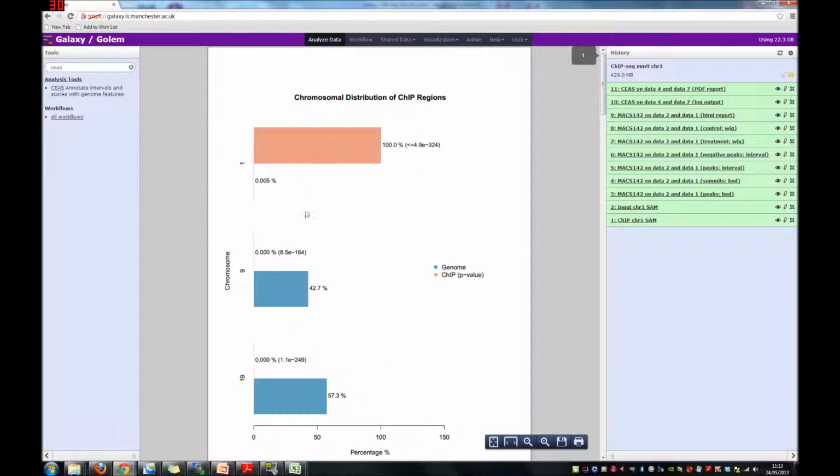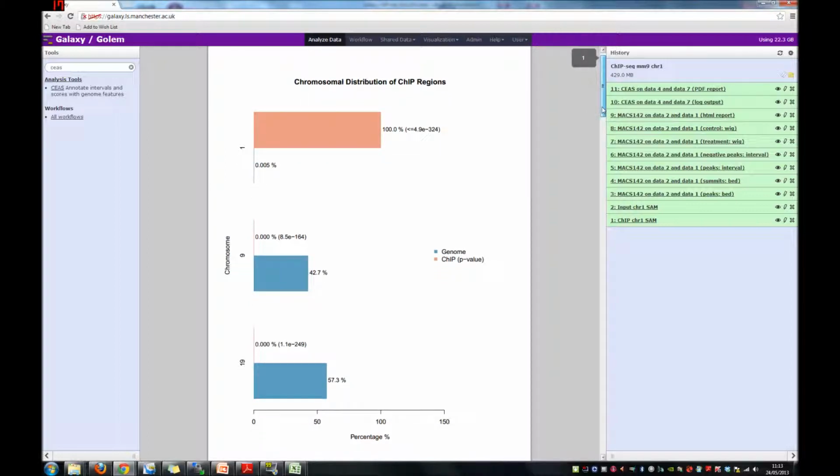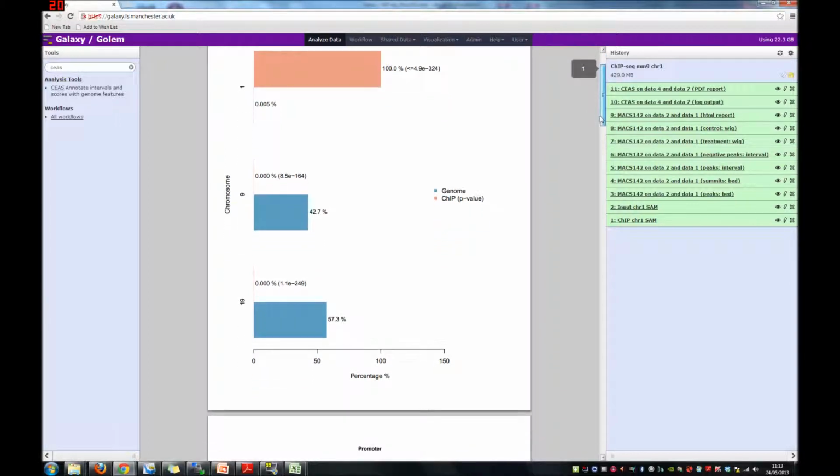Now this first section would normally give you an indication of whether there's any difference in distribution between the binding regions you've supplied and the number that's expected to be present across the whole genome. However, we're only looking at binding regions on chromosome 1 only, so it doesn't really make an awful lot of sense, this particular output.